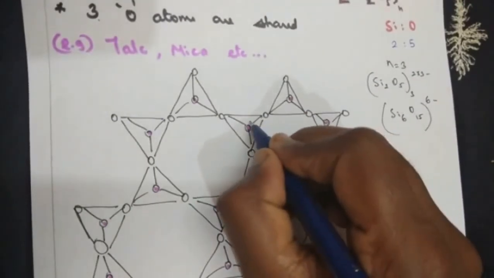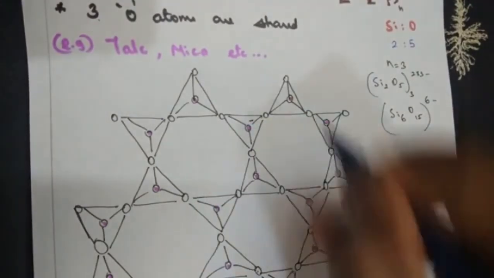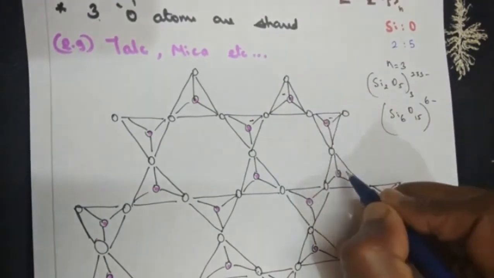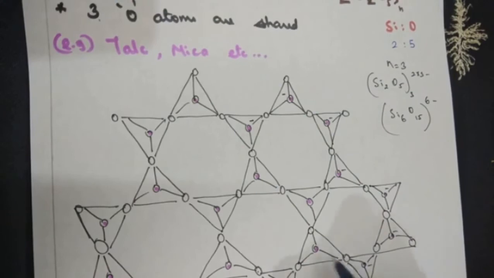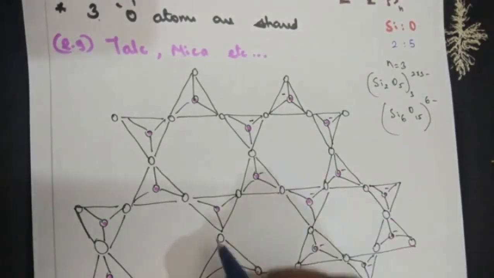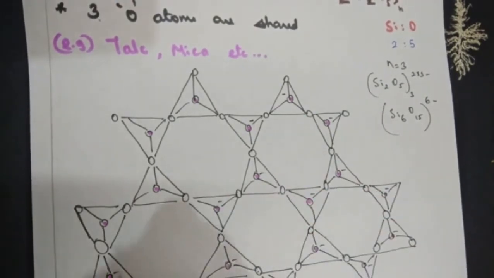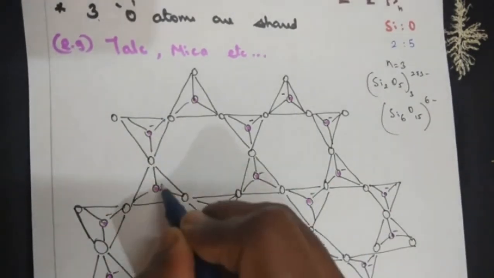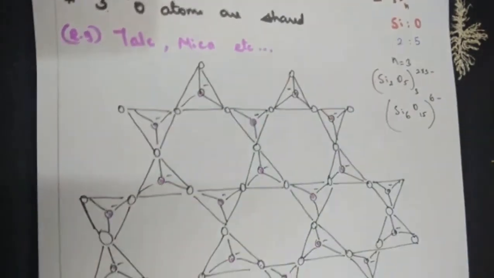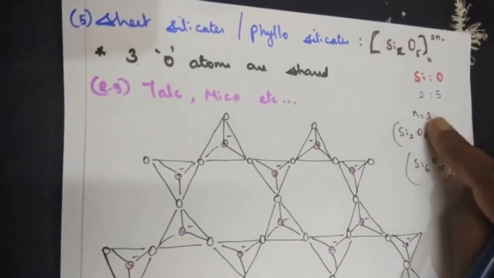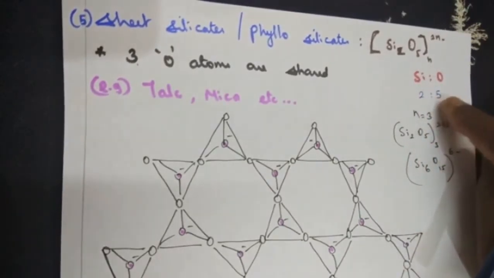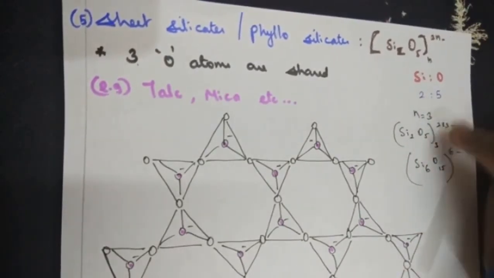So the charge will be only over the oxygen behind the plane. In everything you have to show the charge around the oxygen behind the plane, nowhere else, because all the 3 corners are being shared between them. Once again I repeat, structures without the charge are of no value for you. So this is the example of sheet silicate or a phyllosilicate, and I have shown you how to identify the ratio of it and the number of charge over them. Examples will be talc and mica.